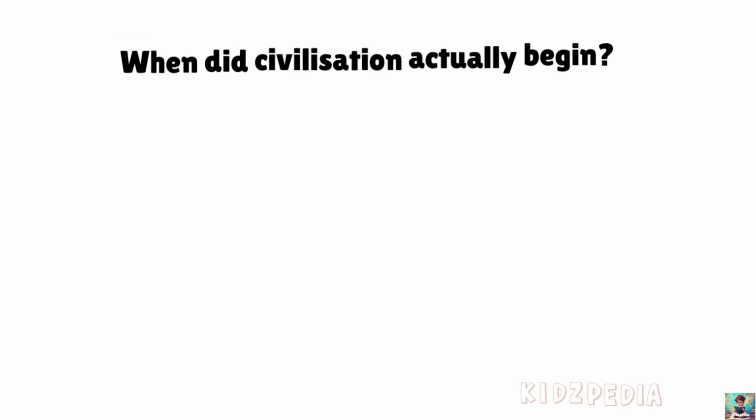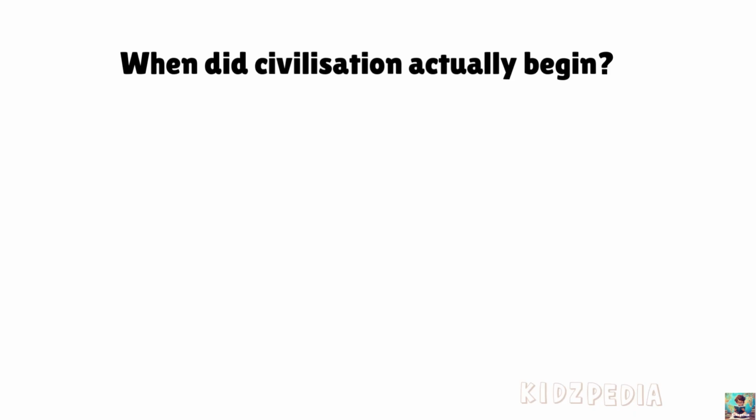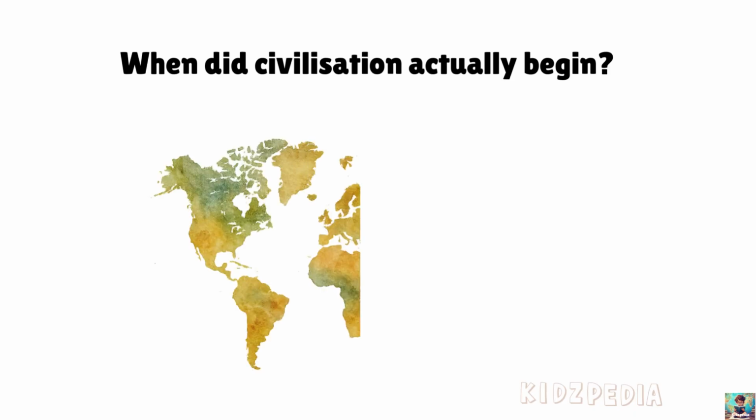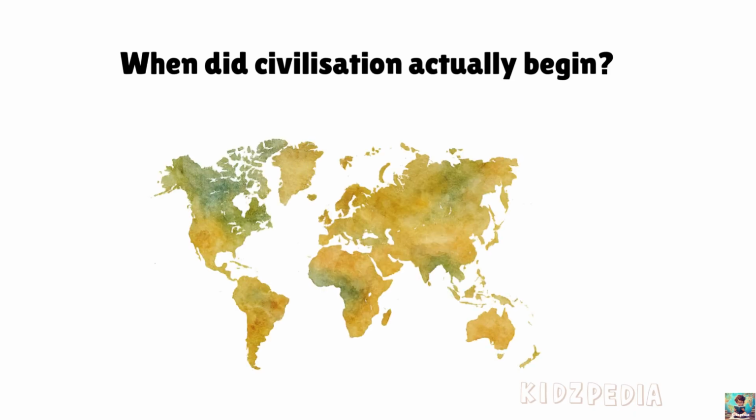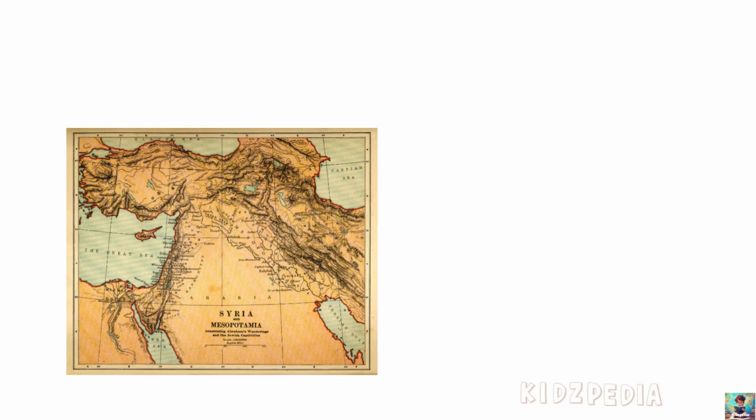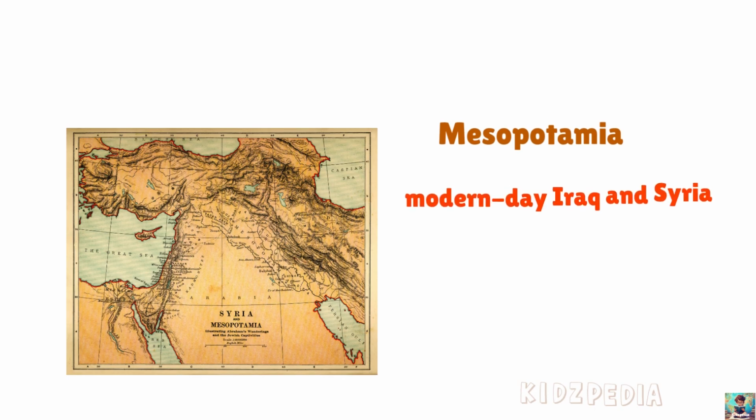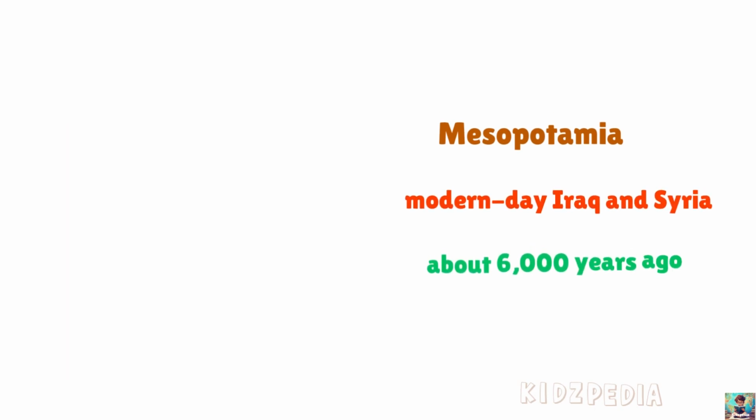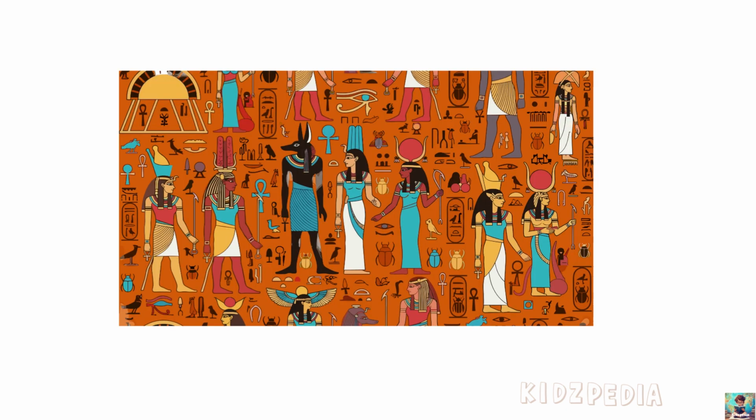But an important question is, when did civilization actually begin? Civilization did not begin at the same time everywhere. It started at different times in different parts of the world. One of the earliest civilizations developed in Mesopotamia, a region that includes modern-day Iraq and Syria about 6,000 years ago. A few centuries later, another great civilization developed in ancient Egypt.